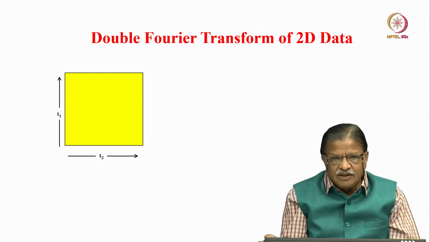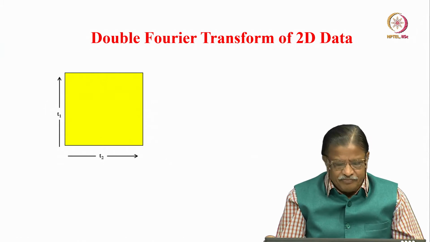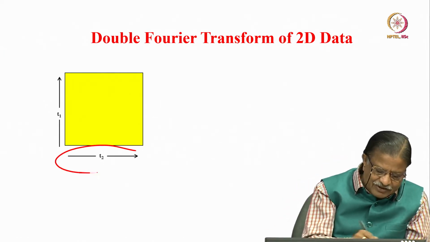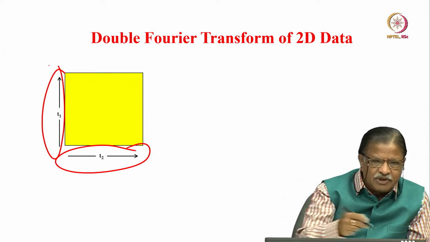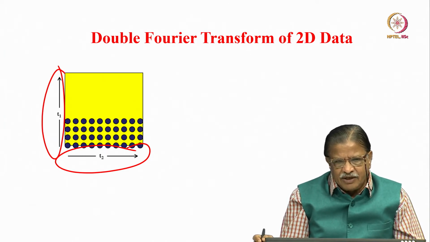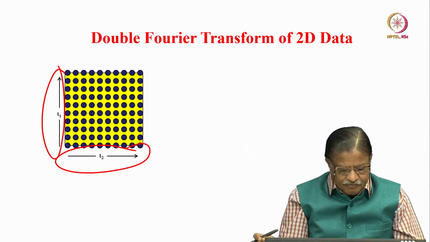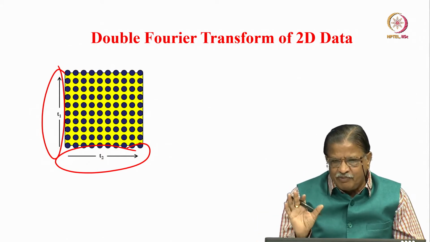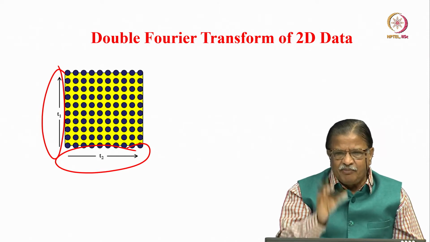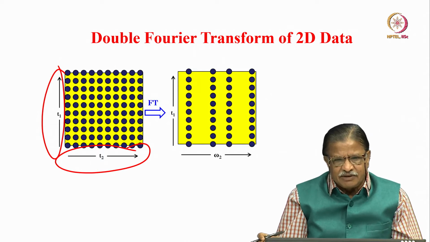Okay. So this is how double Fourier transformation of a 2D data looks like. For example, I have collected, let us say, data in both T1 and T2 like this. T2 is constant, T1 I am incrementing and collecting the data like this. I have done the experiment, collected the time domain data both in the T2 period and T1 period. I will do the Fourier transformation.